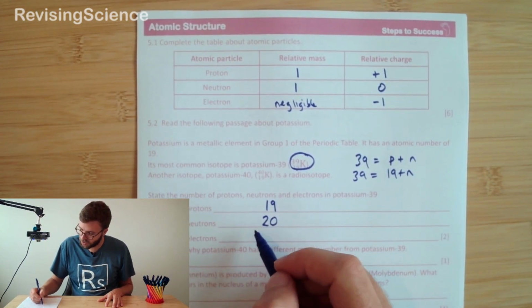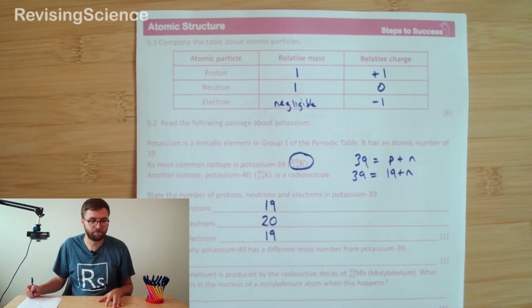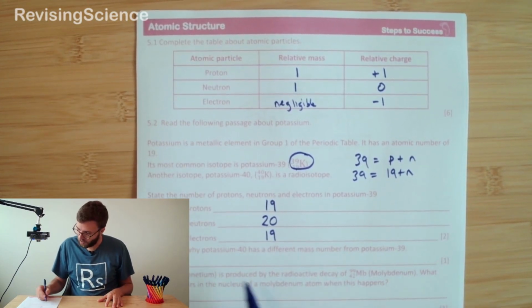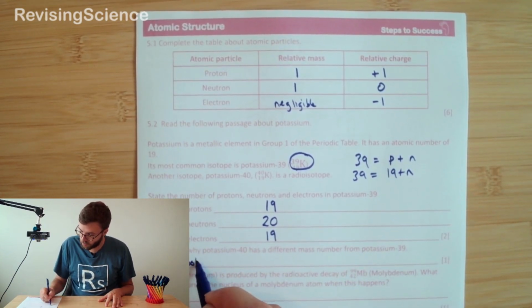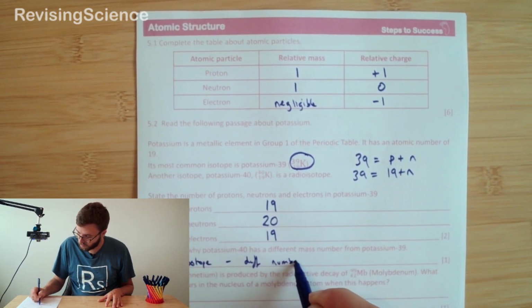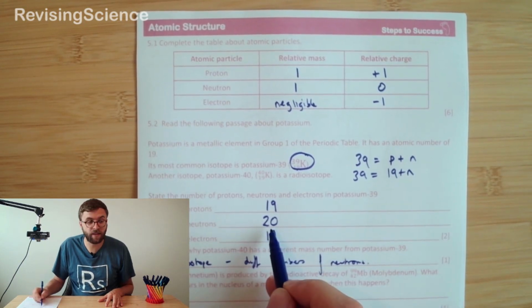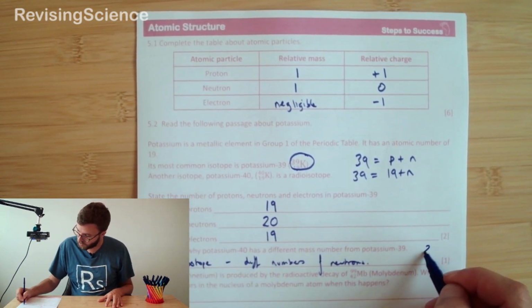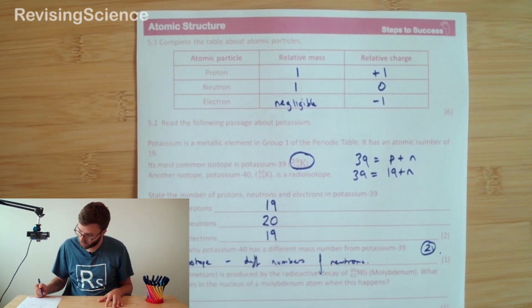And the number of electrons in the atom will be the same as the number of protons, so that would also be 19. Explain why potassium-40 has a different mass number from potassium-39. Well, potassium-40 is an isotope, and isotopes have different numbers of neutrons, whereas this one has 20. Potassium-40 would have 21. 21 plus the 19 getting us to the 40.